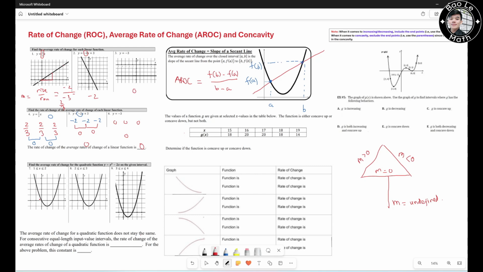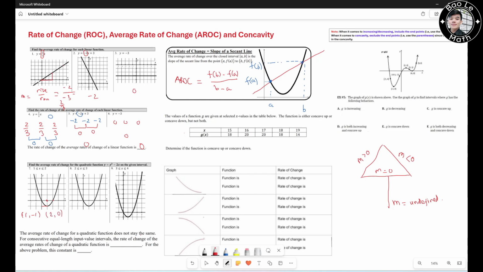So this is the quadratic function. Now we need to find the average rate of change over the interval 1, 2. So x equals 1 to x equals 2. This is the interval we need to calculate the average rate of change. By the formula, when x equals 1, y equals negative 1, so we have the point 1, negative 1. Now when x equals 2, y equals 0, so it's the point 2, comma 0.